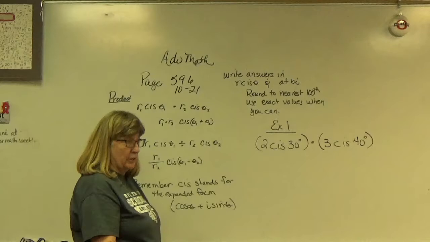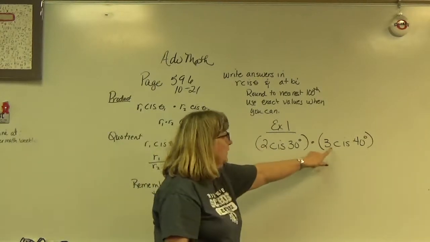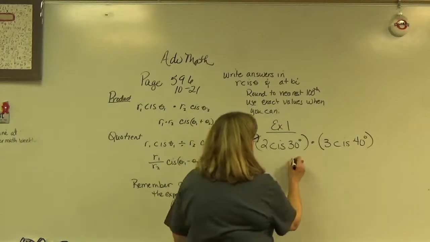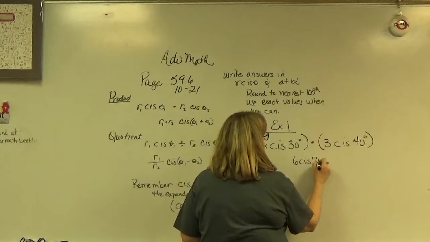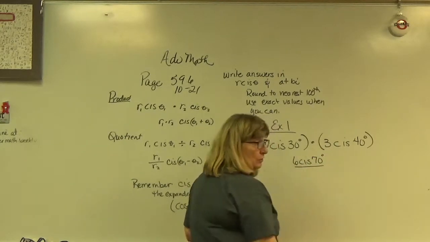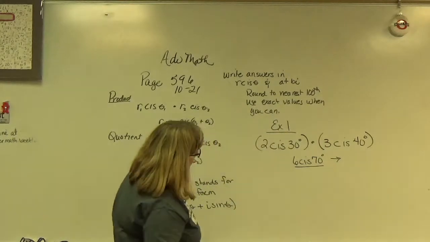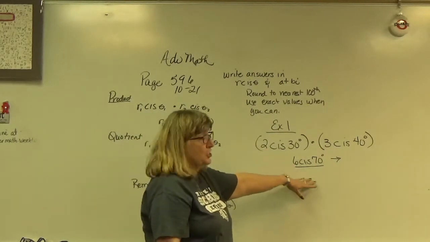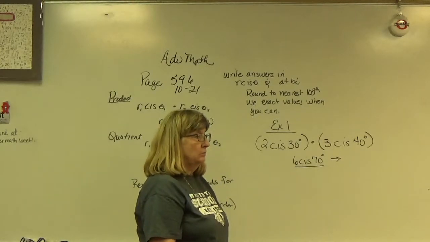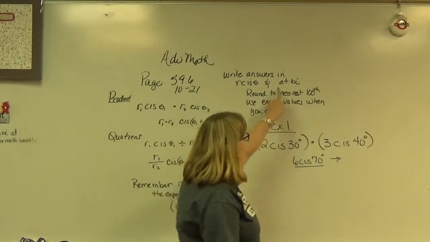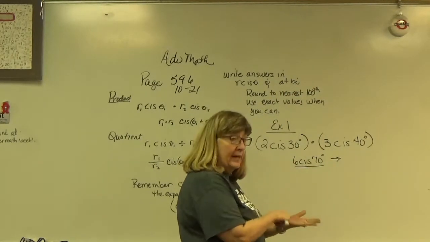So this is a product, right? Because it's a multiplication. So in a product, you multiply the r's, so 2 times 3 is 6, and you add the angles. So 30 plus 40 is 70. There's your first answer. Now, how did we change r cis theta to a plus bi Tuesday? How did we change it to this form, a plus bi? Distributive property, that's all you got to have. That's why we got to have our calculator.